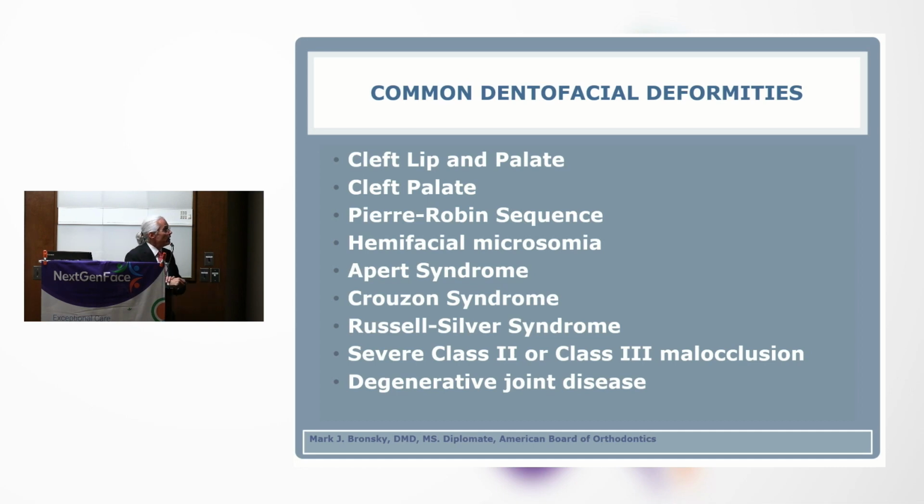Some common dental facial deformities that we deal with in NGF are cleft lip and palate, of course, cleft palate, Pierre Robin sequence, hemifacial microsomia, Apert syndrome, Crouzon syndrome, Russell-Silver syndrome, and also severe class 2 and class 3 malocclusions that occur either as a portion of a syndrome or a malady of some sort, but also just patients that present with those genetically. And also we have degenerative joint diseases and other forms of dental facial disharmonies that occur.